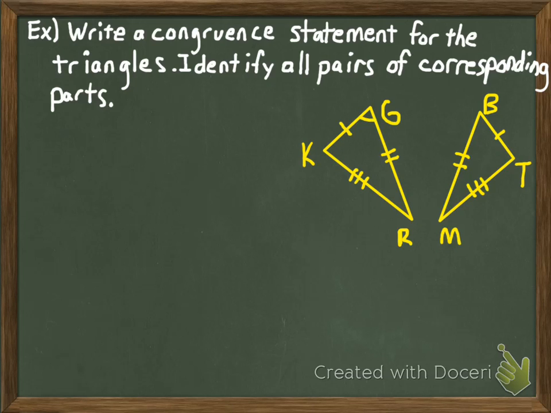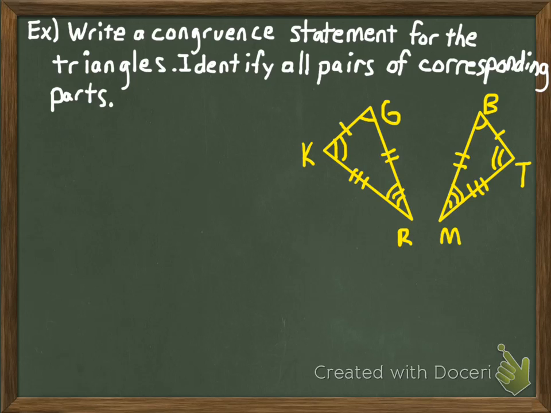I've got a pair of triangles here, and you can see the directions are saying to write a congruent statement for the triangles, and then identify all pairs of corresponding parts. Alright, let's take a look at the two triangles then. You're going to notice that I've got a lot of markings on these triangles. You see that, for instance, segment KG is congruent to segment BT. Segment GR is congruent to segment BM. Angle K is congruent to angle T, and so forth. I've got markings to indicate which pairs of sides and angles are congruent.